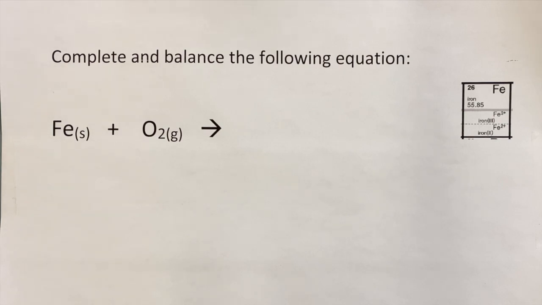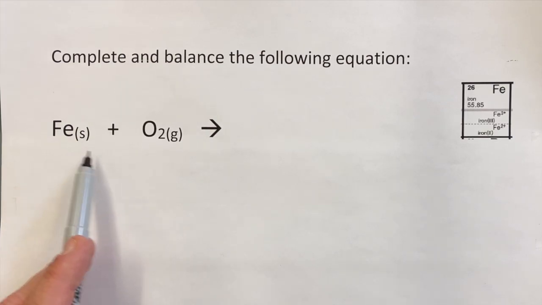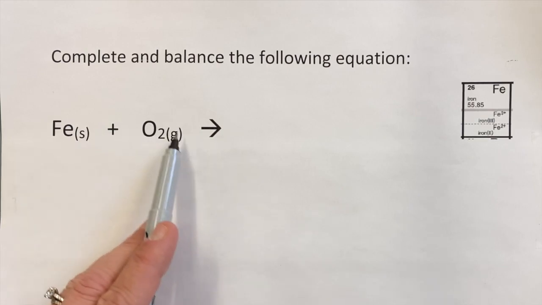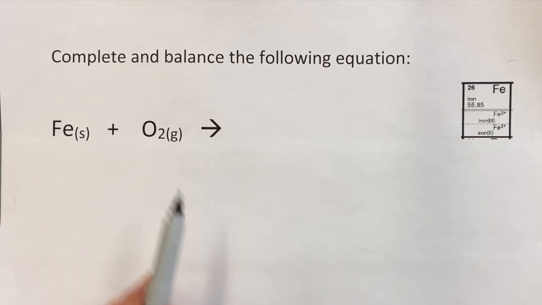asks us to complete and balance the following equation. So first of all, we have to figure out what kind of equation it is. Fe is iron, it's a metal, and it's an element. O2 is oxygen in its elemental form. So I have two elements reacting, therefore they're reacting to produce a compound.